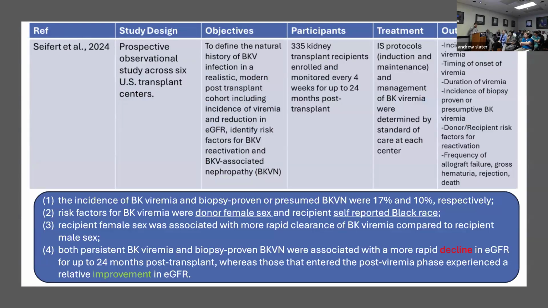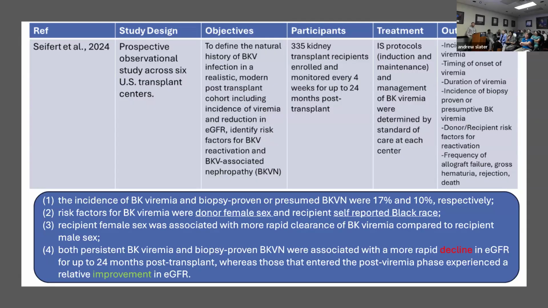Okay, so just to wrap this up, a few points from the study. The incidence of BK viremia and biopsy-proven or presumed BKVAN were 17 and 10%. Risk factors for BK viremia were donor female sex and recipient self-reported Black race. Recipient female sex was associated with more rapid clearance of BK viremia compared to recipient male sex.